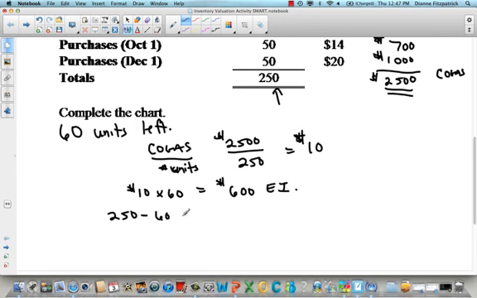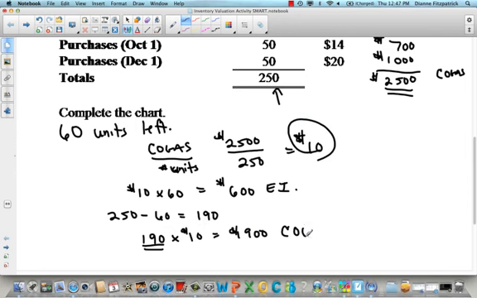And therefore, if we had 250 on hand and we have 60 left, 250 minus 60 equals 190. Then 190 times $10 is going to be our cost of goods sold because we sold 190. We're going to apply this weighted average cost of $10 that we've calculated here, and it's going to give us $1,900. And this is our cost of goods sold.